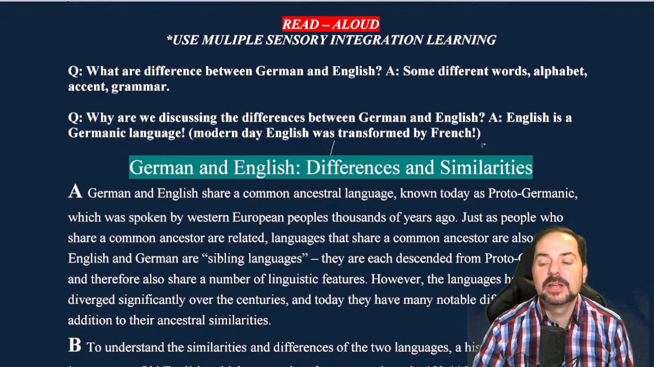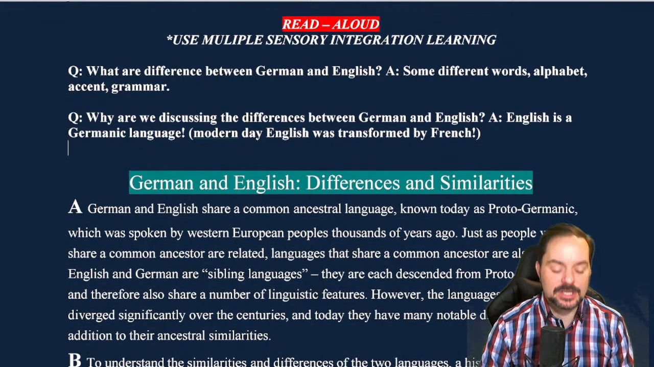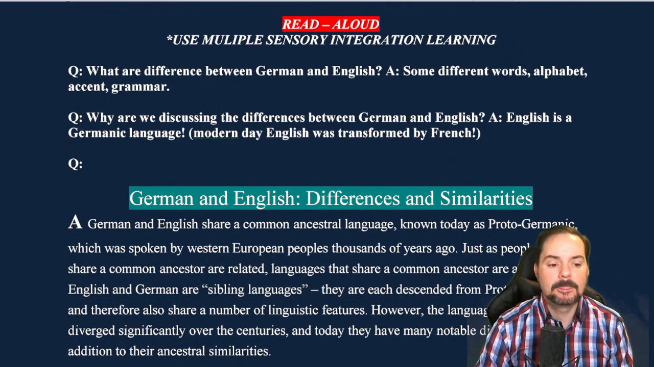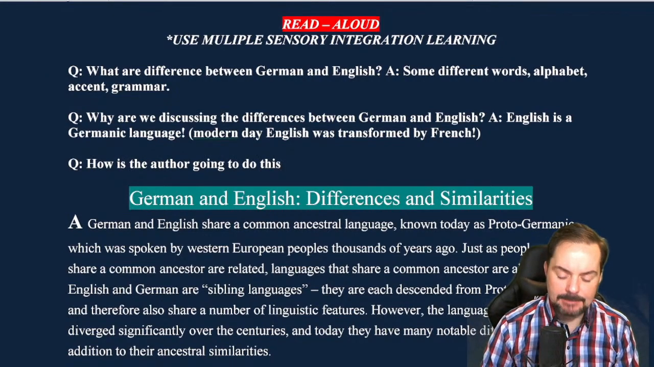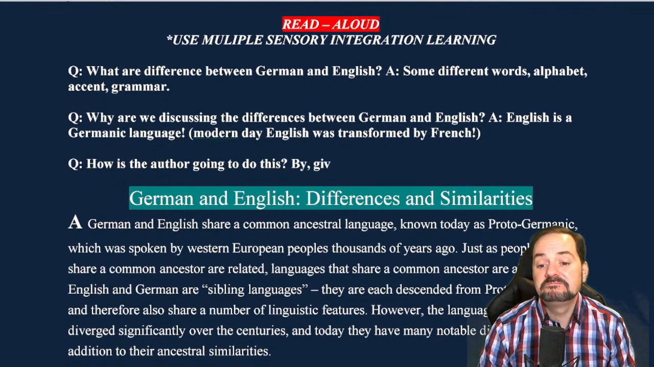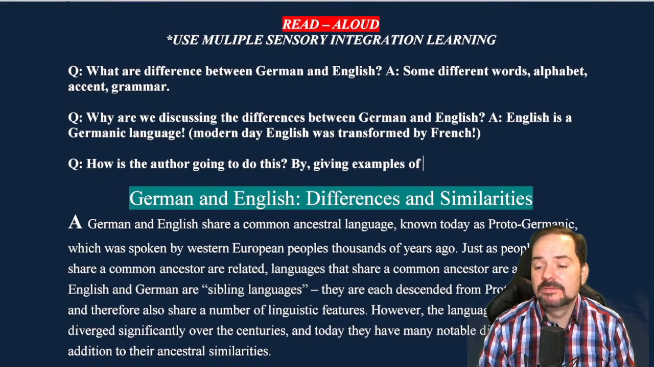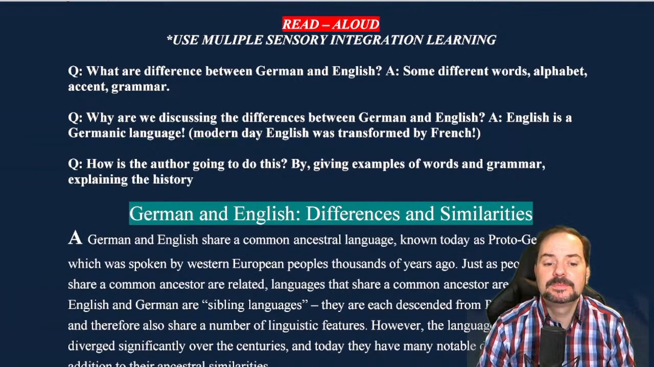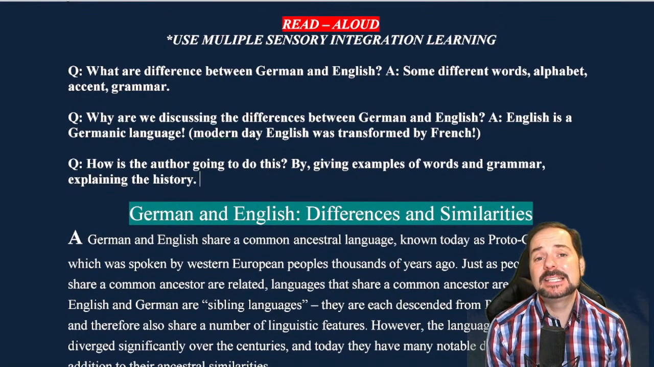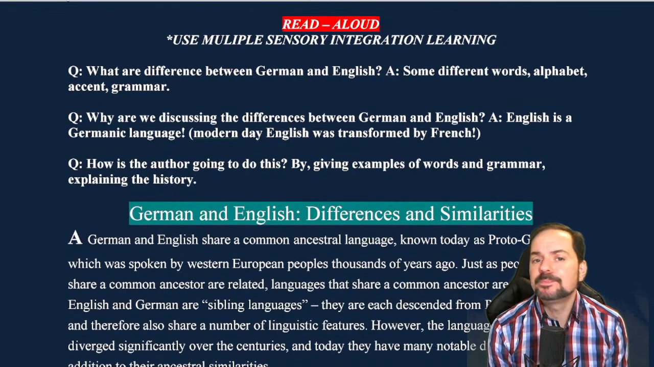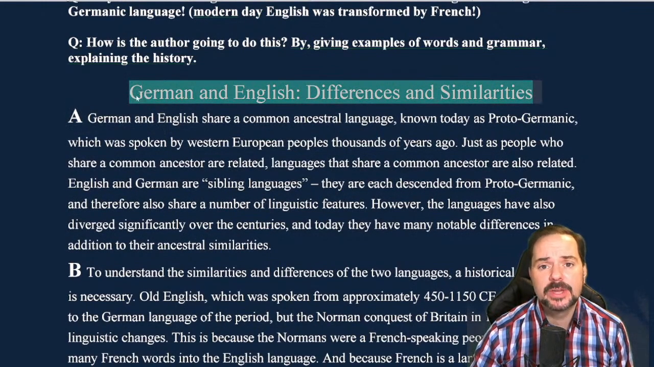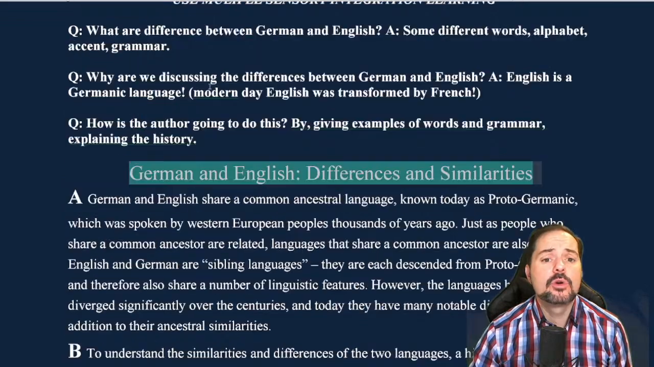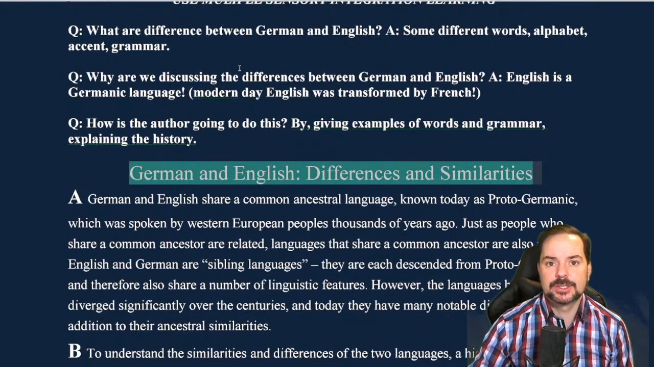So my next question would be like, well, how is the author going to do this, right? How is the author going to do this? By giving examples of words and grammar, maybe, explaining the history. Okay, so you want to predict as much as possible about the passage. And you can do that by looking at the title of the passage again, okay? And you can also do that, of course, by looking at some of the questions, all right?